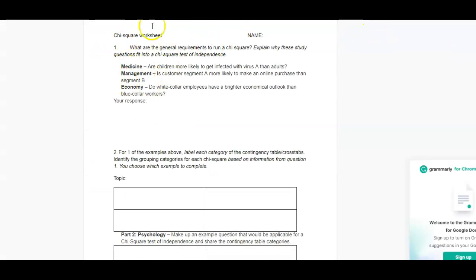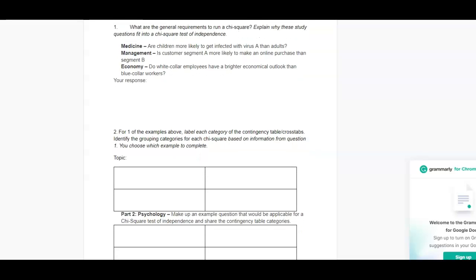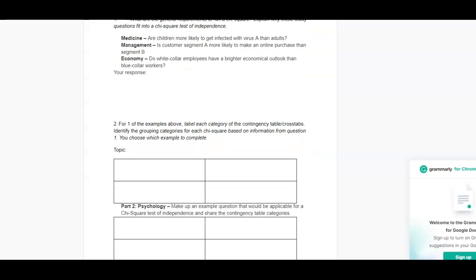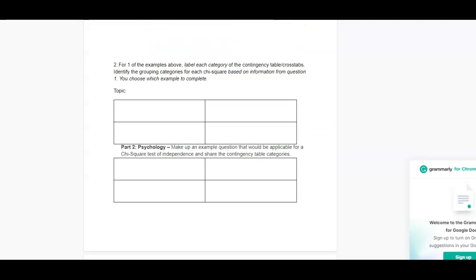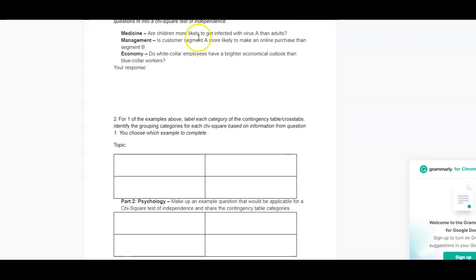This first question is kind of based on these 3 things. Why is it appropriate to run a chi-square test of independence for these 3 different examples? Again, asking yourself, what are the different categories? Is there more than 2 variables? Are they nominal? Those kinds of things, and justify. Then you are going to pick one of these examples and fill out that crosstab or contingency table.